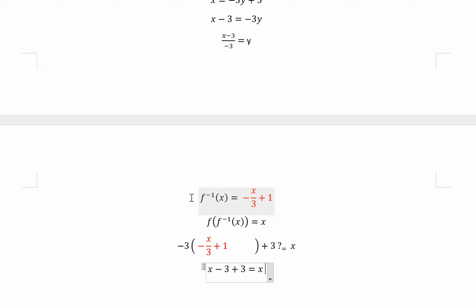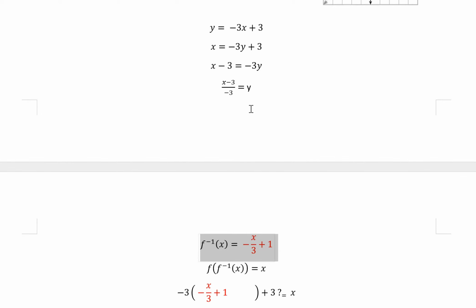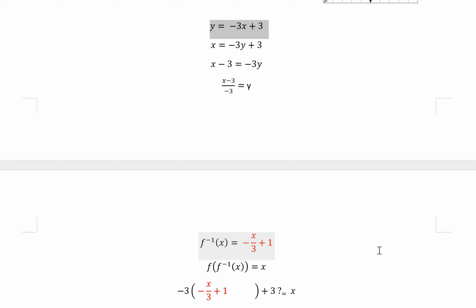So yes, the inverse function that I found is the correct inverse function of the given function.